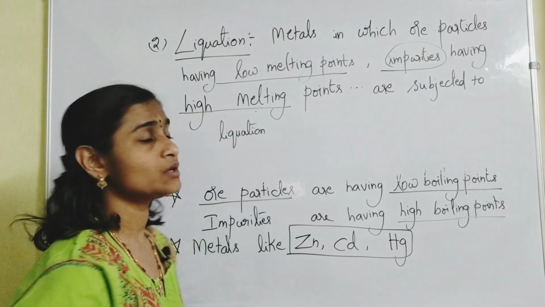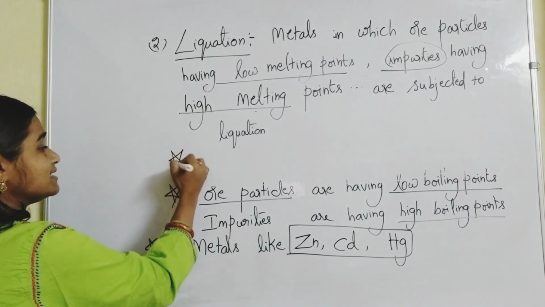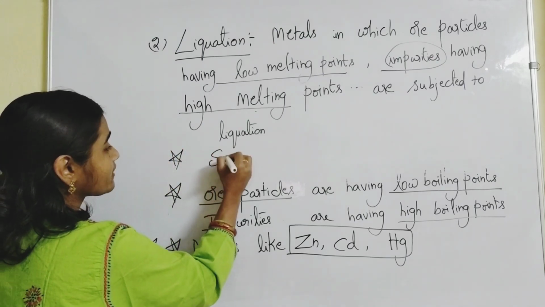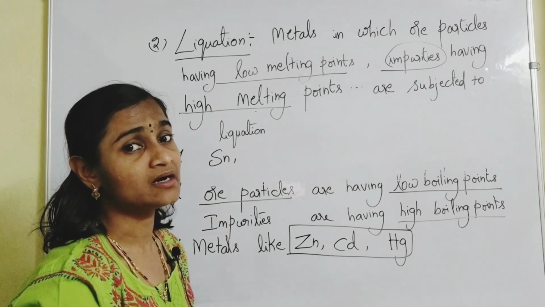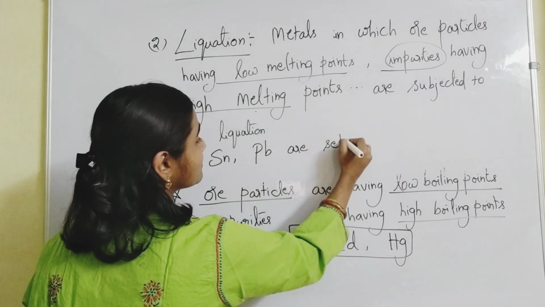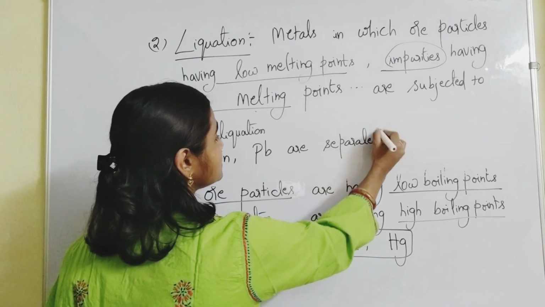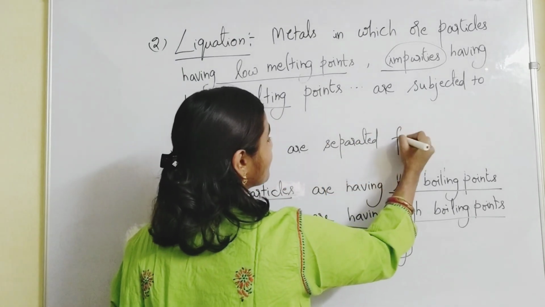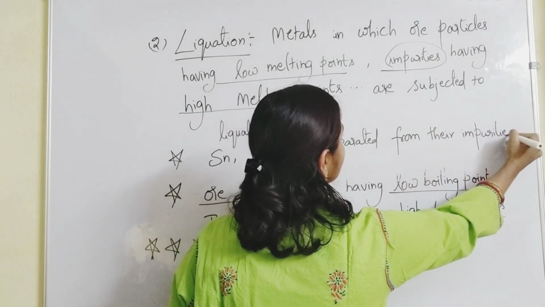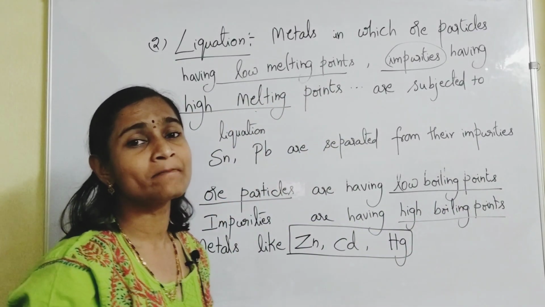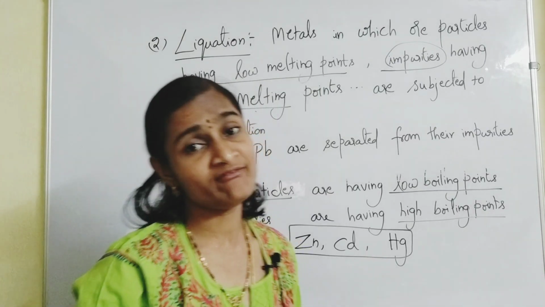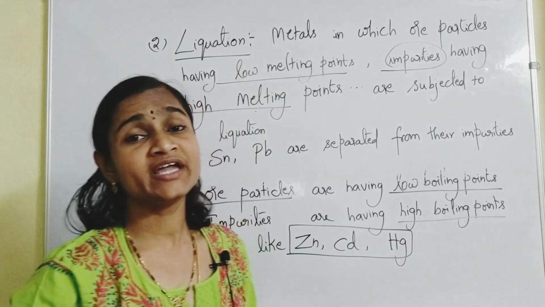So this is very important. Which kind of metals are subjected to liquation? Tin and lead. Sn means stannum. Tin and lead are separated from their impurities using liquation. What kind of impurities will be there? You will have antimony impurities, stibium you all know, and impurities of sulfur, antimony.